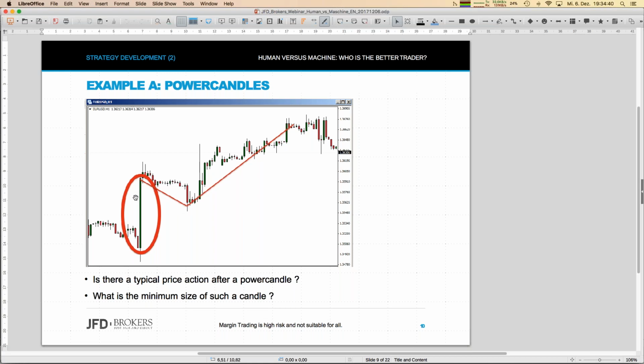So that was a brilliant base strategy to open trades after such power candles. And of course, we need that proof of concept that we have such a typical price action after the occurrence of such a power candle. But just one question you have to answer: when do you talk about a power candle? So we need a minimum size, for example, of such a candle in order to say, okay, now we have it, and now we know what to do. So that's just one example of potential trading strategies.